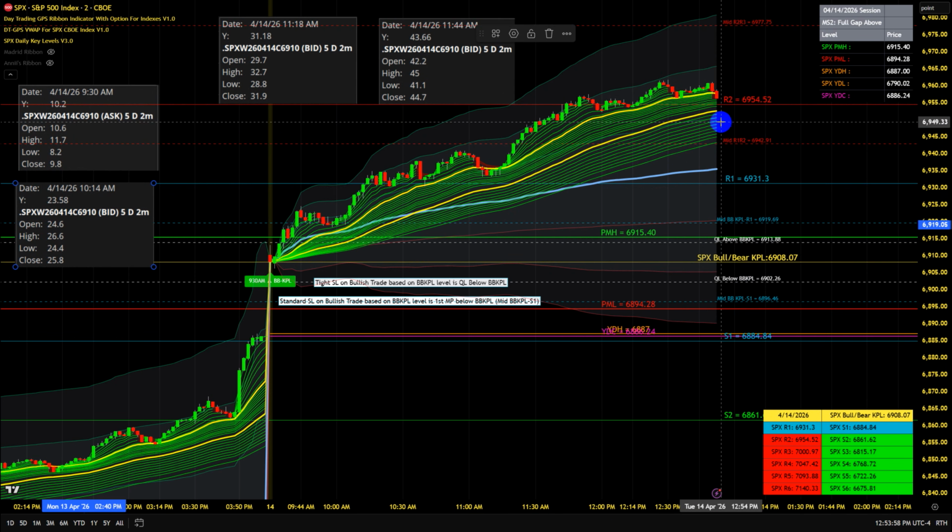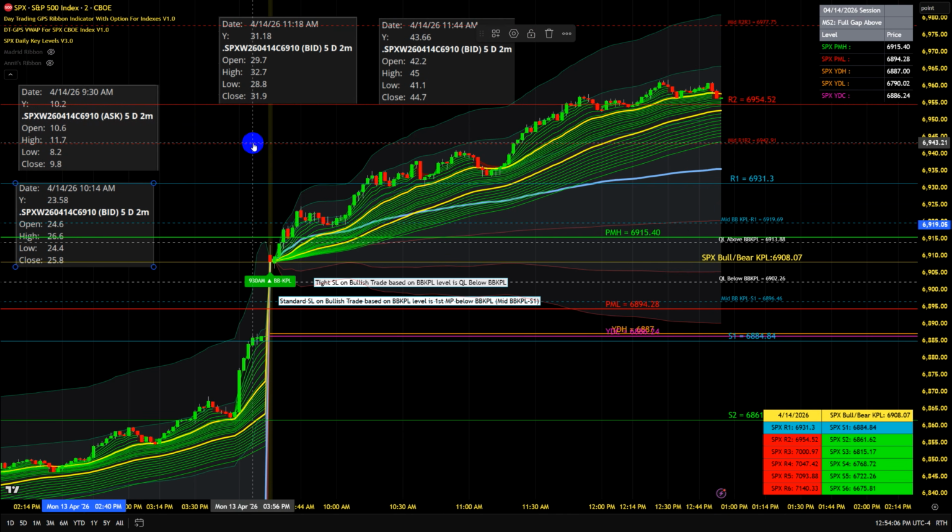On the reverse here, let's say we had a completely red ribbon, a close below R2, and if you also wanted to add a third confirmation, it was also closing below VWAP. You don't have to use all three, the VWAP and the ribbon as well. If you're going to just use two, then we recommend using the ribbon on top of the daily key levels indicator. If you want to use all three for your confirmations, then you could also add the VWAP on top of that.